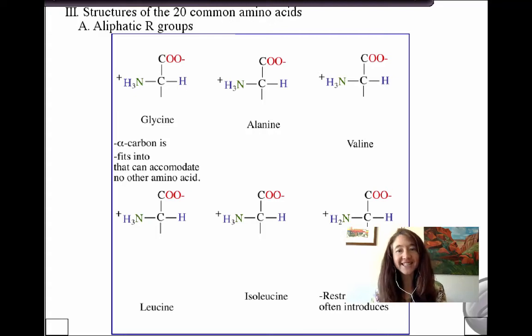At long last, it is the day you've been waiting for. We get to look at the structures of the 20 common amino acids. We're going to draw each and every one of them. And the best thing about amino acids is quite simply that they are like people.